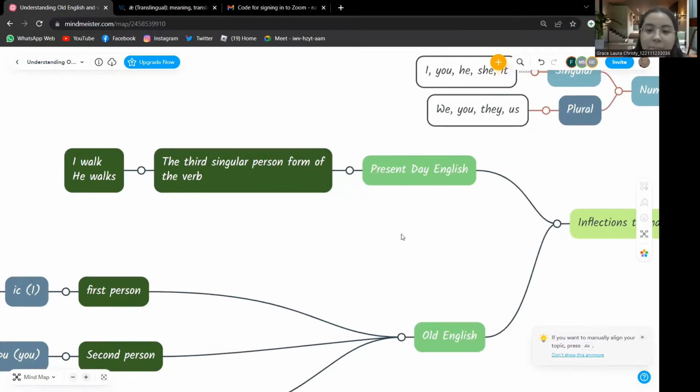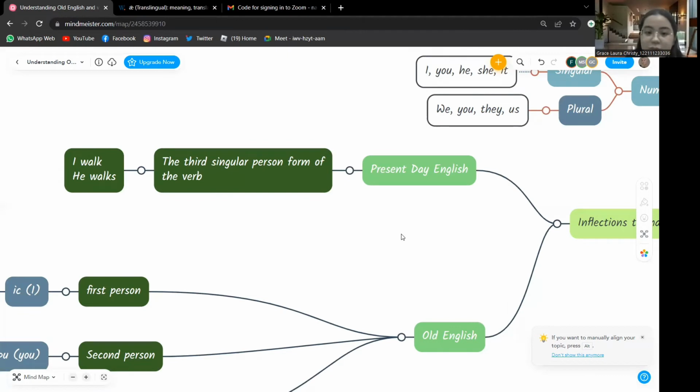In present-day English, the inflection only happens in the third-person singular form of the verb. For example, he, she, and it are followed by verb plus s or es, like in he walks and she walks. Whereas the irregular verb to be is an exception. It is a different case.